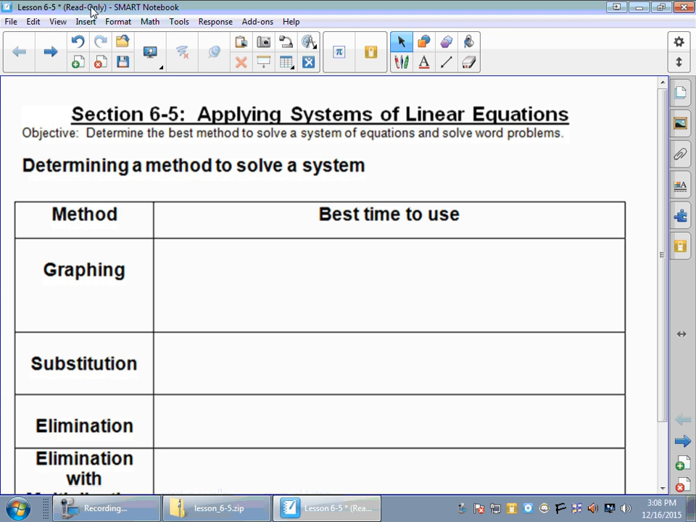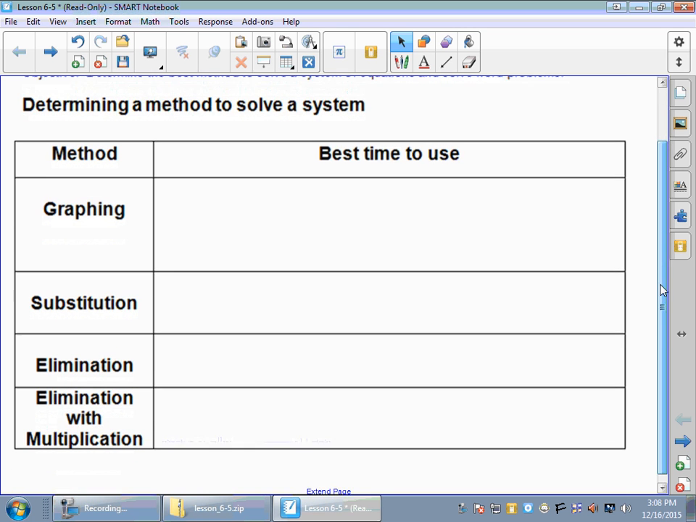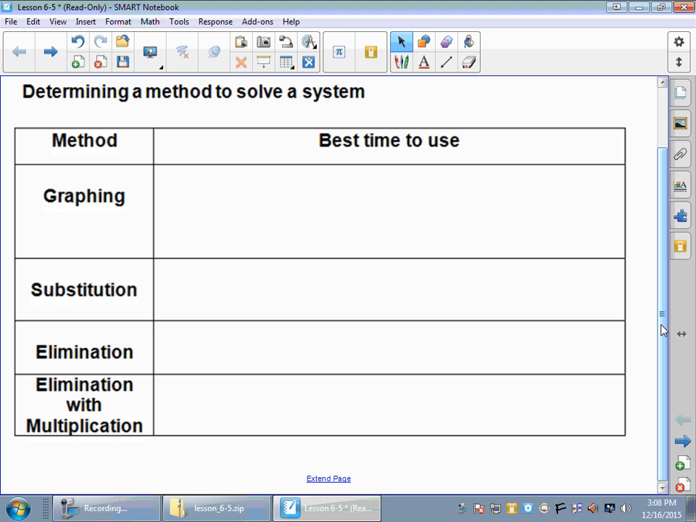You can use graphing, substitution, and elimination for any system, but sometimes it's a little bit more difficult if you try to substitute when you should really be using elimination, or if you're trying to graph when you could actually substitute. So we're just going to fill in this table of all the different methods and when it's best to use each method. So best time to use graphing?